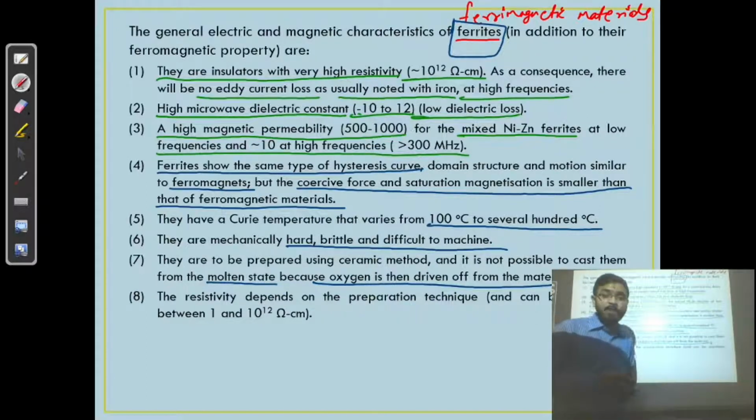So they cannot be cast from a molten state. They have to be prepared using ceramic methods.